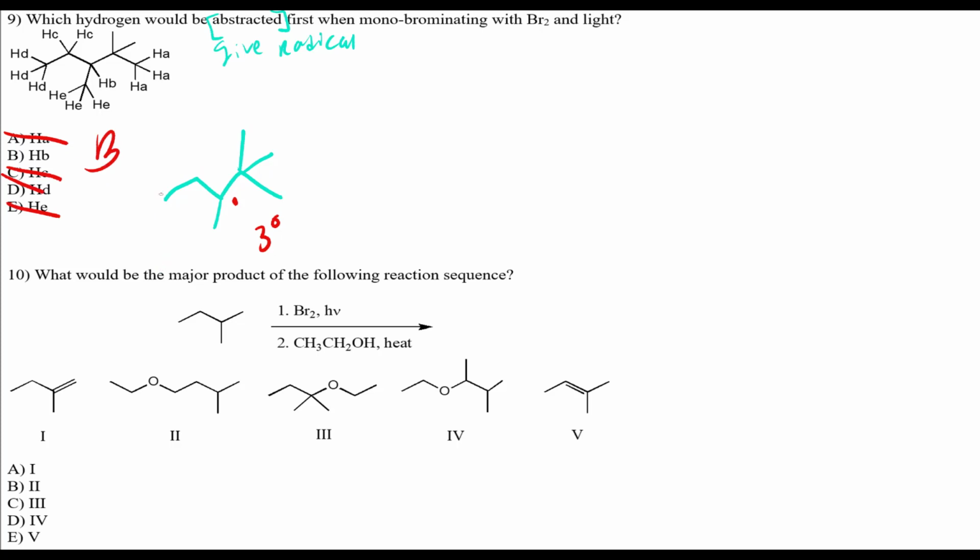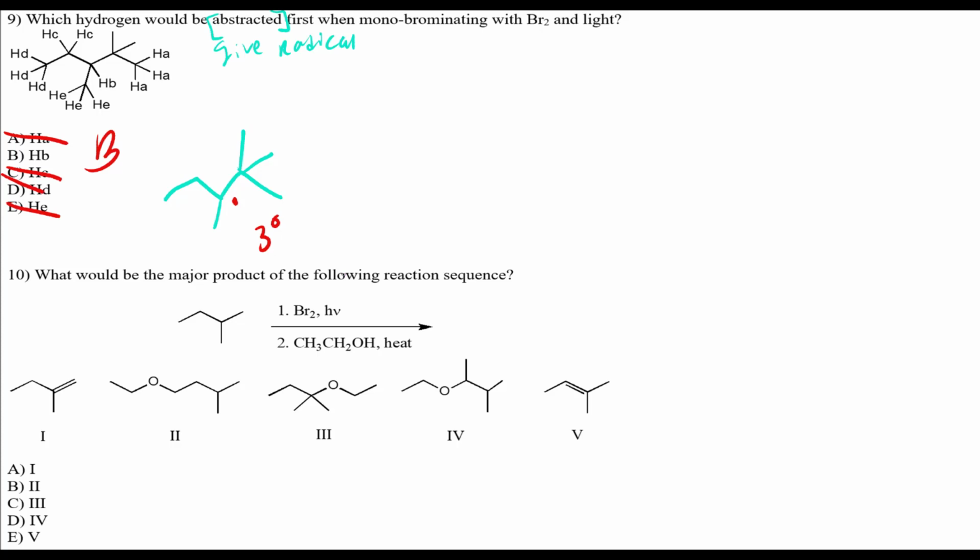So the tip was, if you're not comfortable looking at all these hydrogens, just draw out the line structure and then work like that, okay? Because sometimes the hydrogens kind of mess up your view. So I understand that. What would be the major product for the following reaction sequence?